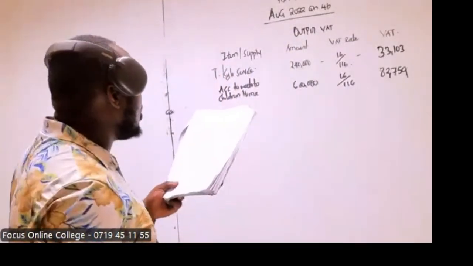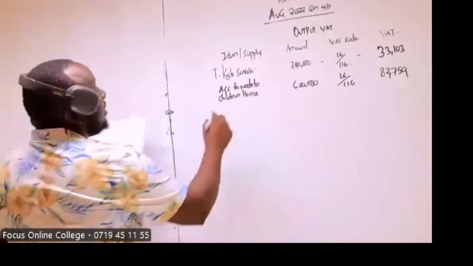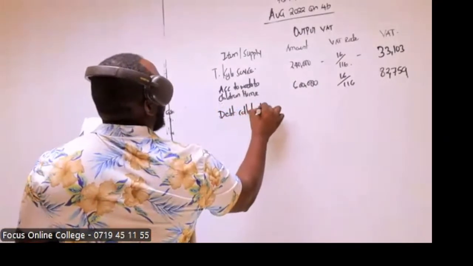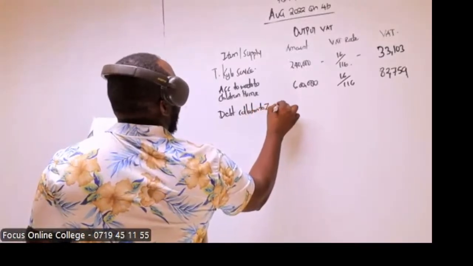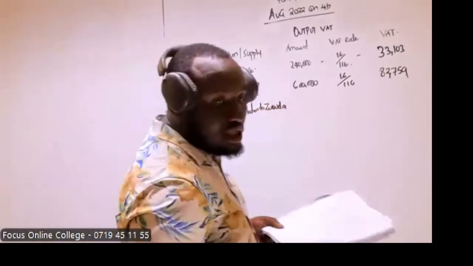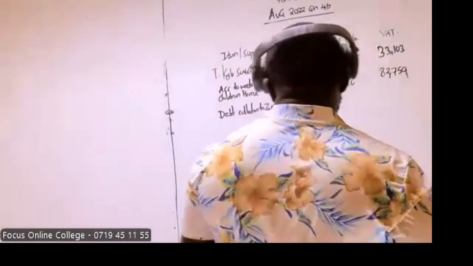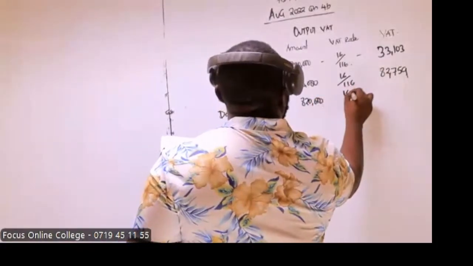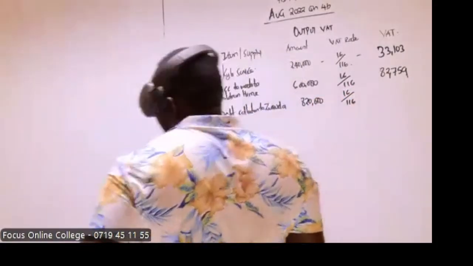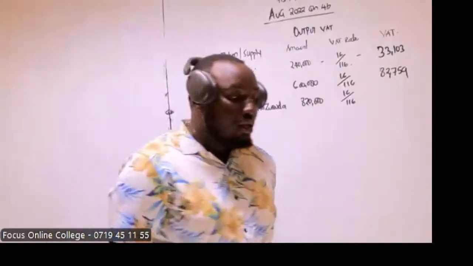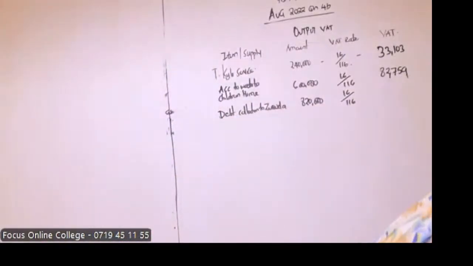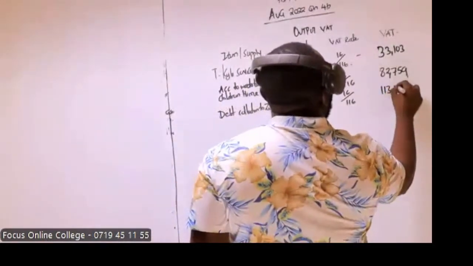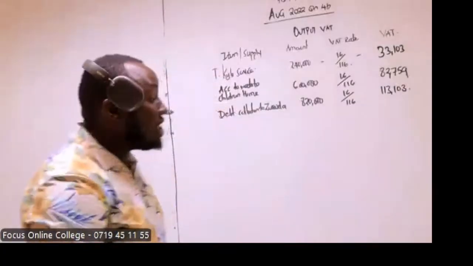What about debt collection service to Zuela? Is the tax point November? Perfect, the tax point is fine. That is 820, 16 over 116. So what are we having? That should be 113,103. So 113,103.